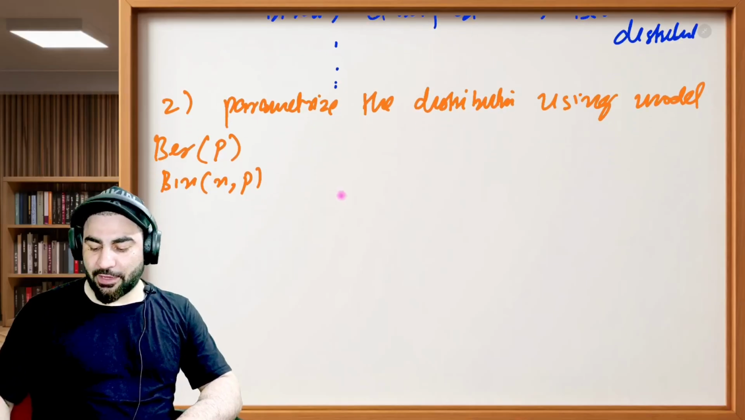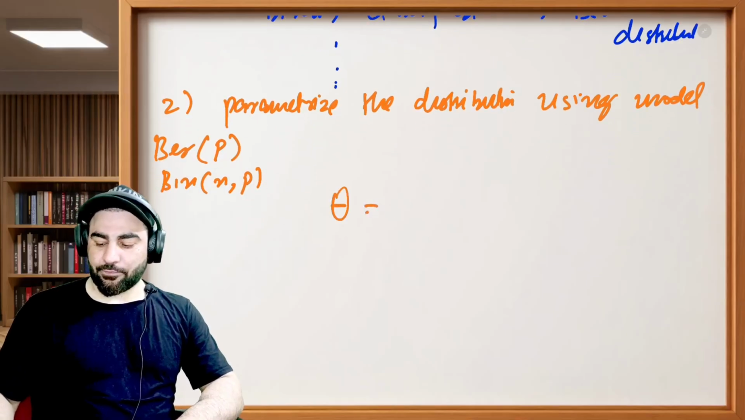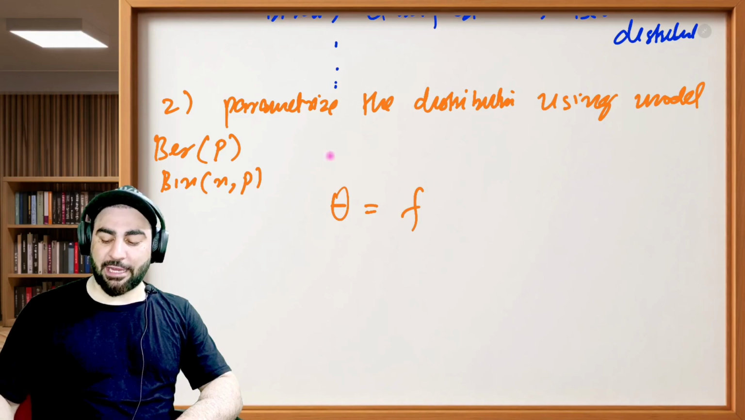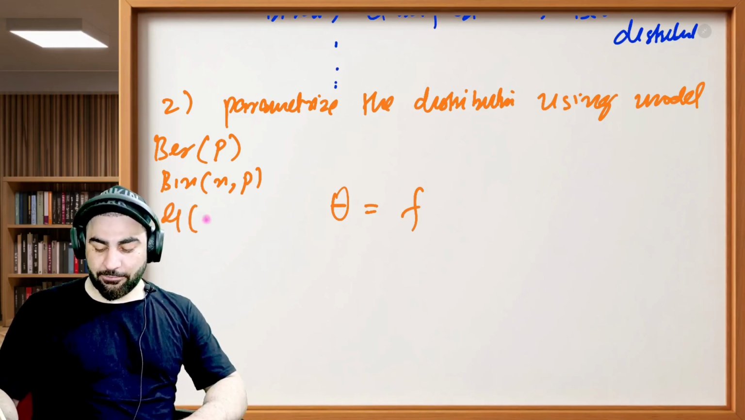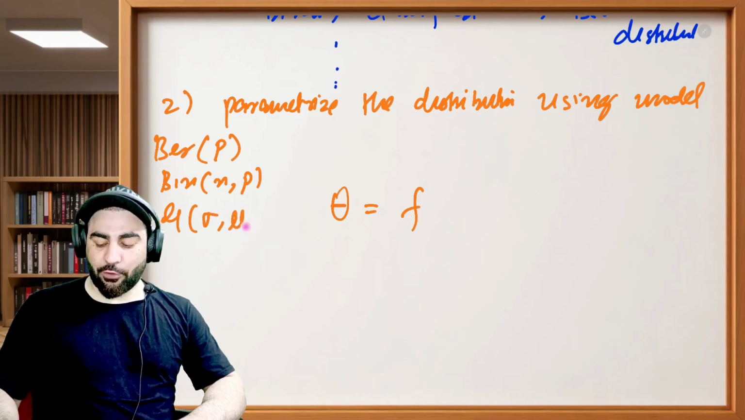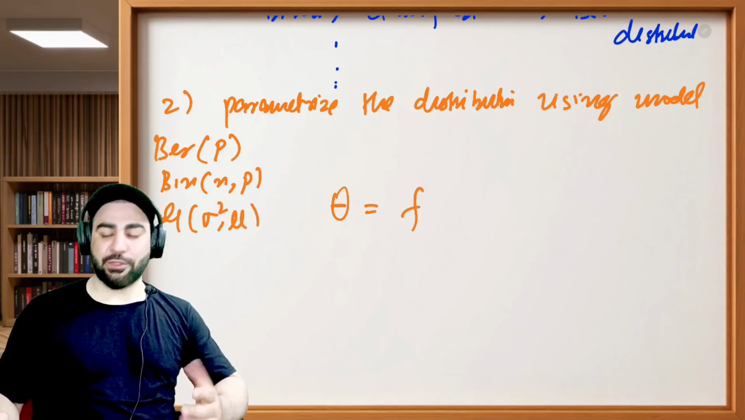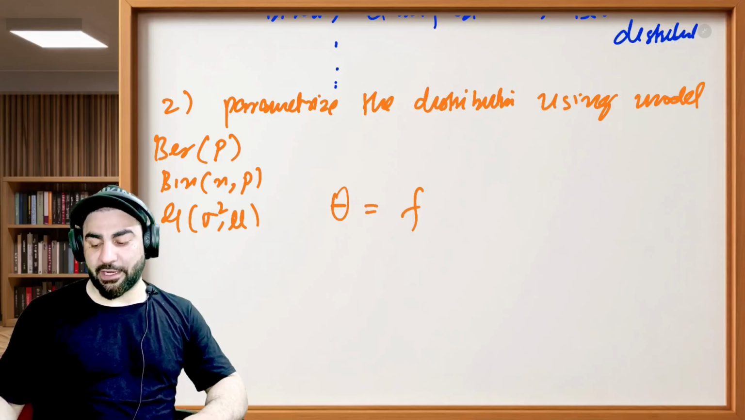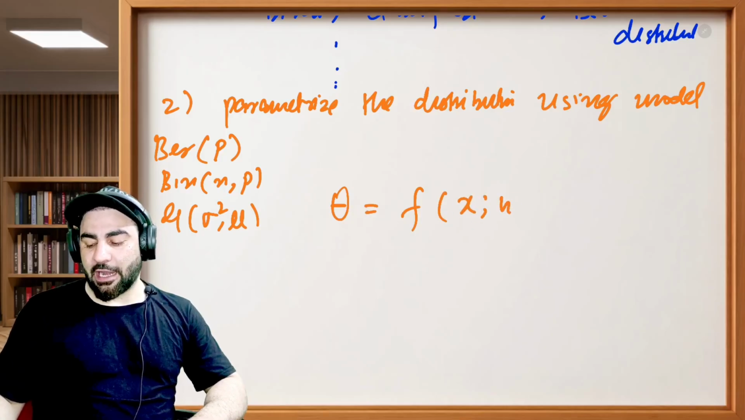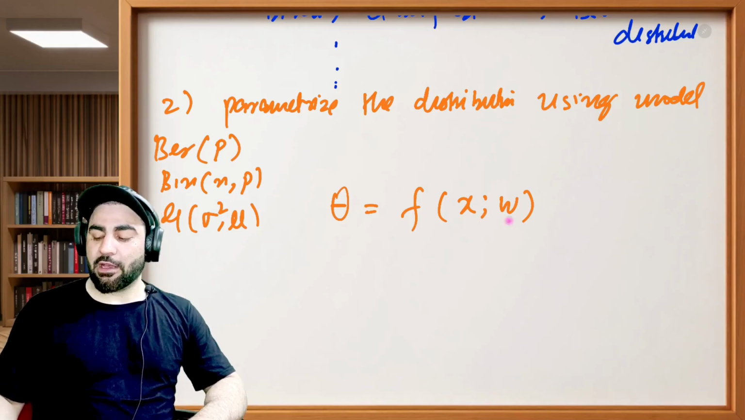So how to do that? You have some parameters theta. Theta can be p in the Bernoulli case, and n, p in the binomial case. In the Gaussian distribution you have sigma and mu, where sigma squared is the variance and mu is the mean. Theta in this case will be the set of these. So you have to parameterize this. You have f of x and weights, these weights and biases, the model parameters, and you have x, and you are estimating the distribution parameters by using the model.